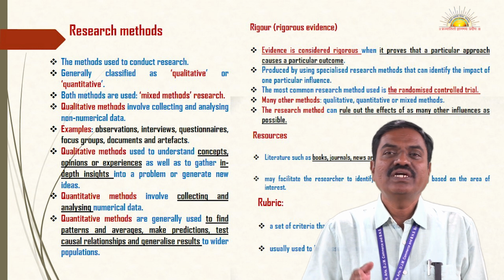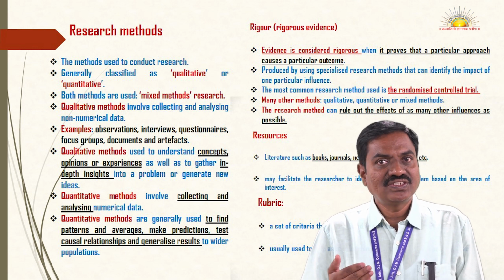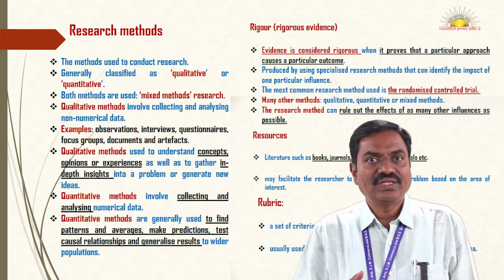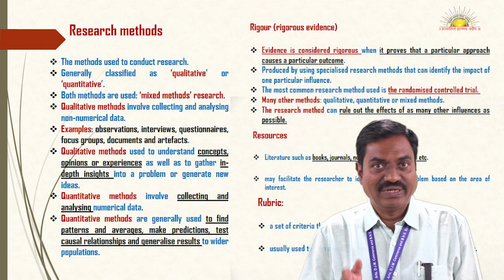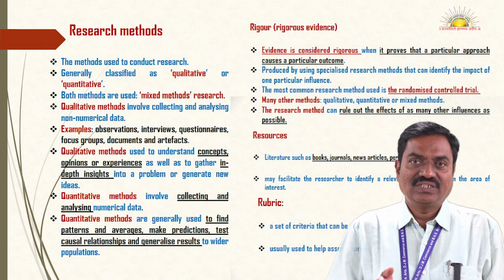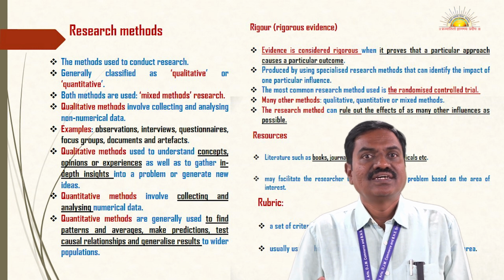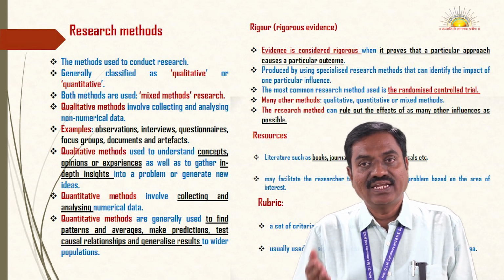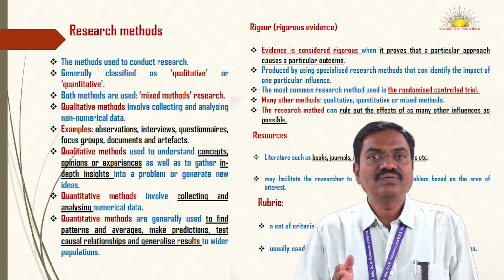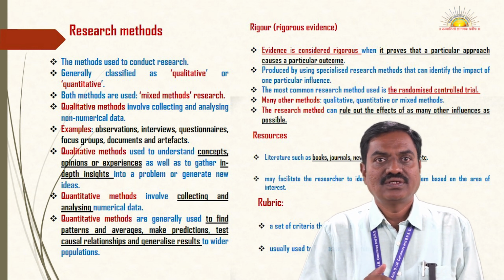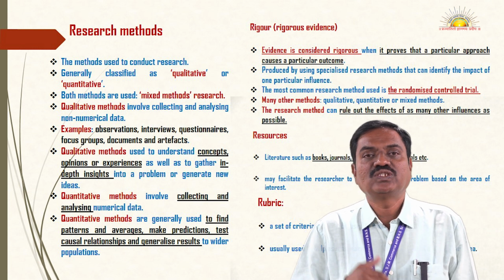However, there are many other methods that can produce rigorous evidence, whether qualitative, quantitative, or mixed methods. What is important in producing rigorous evidence is that the research method can rule out the effects of as many other influences as possible. Now we shall go ahead with the next term, that is resources.